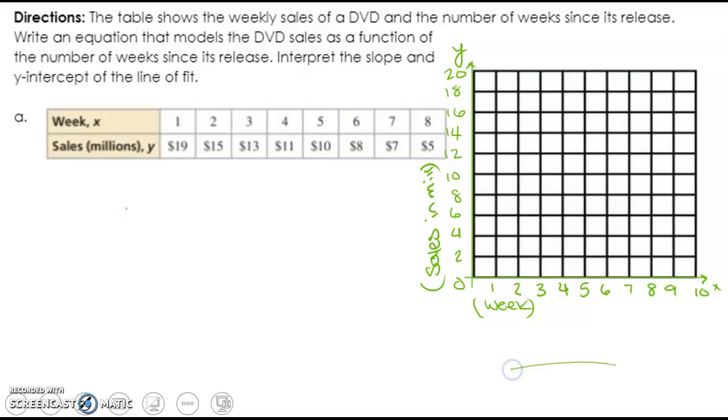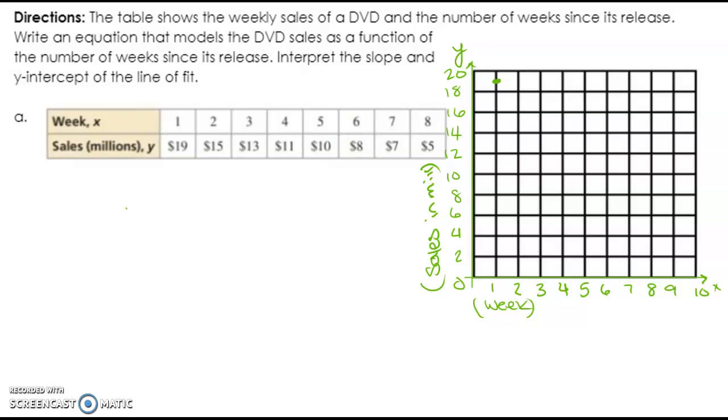First, step one, we want to plot our points. Remember, when we are plotting points, these are going to be our points: 1, 19, 2, 15, 3, 13, and so on and so forth. We're just going to go ahead and plot those on our graph. We're estimating these a little bit, and I have already labeled our graph. If you're labeling this on your own, just do the best you can to spread out the data as much as you can.